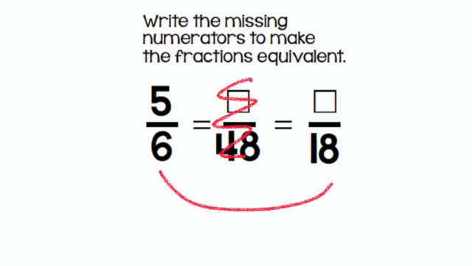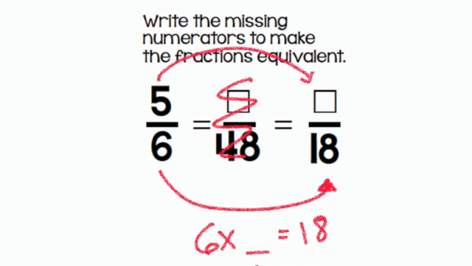6 times what gives me 18? Once I figure out what 6 times what gives me 18, I can take this same digit and multiply it by 5 in order to get my new numerator. Whatever I do on the bottom, I need to do at the top, and that is going to get me my new fraction and therefore make them equivalent.